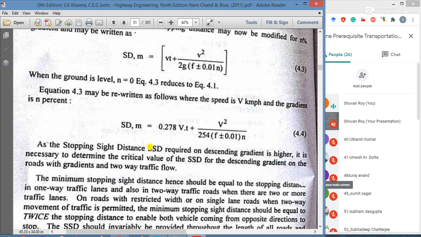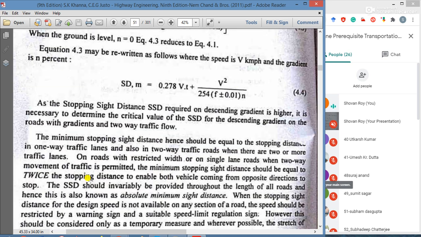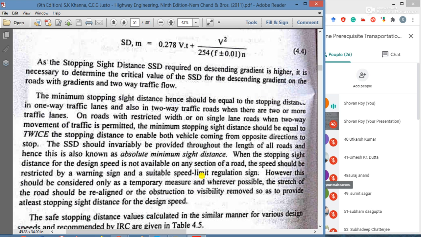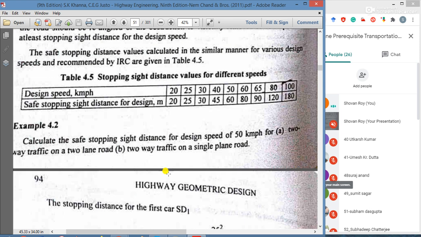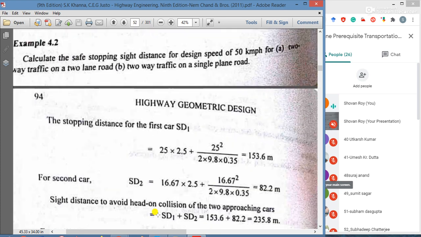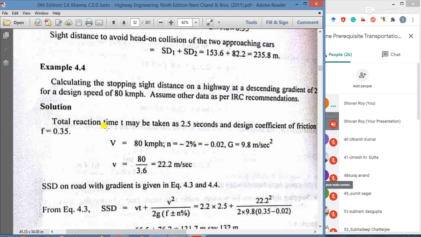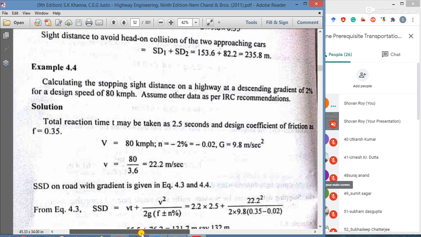As the stopping sight distance required on a descending gradient is higher, it is necessary to determine the critical value of SSD for descending gradient on roads with gradients and two-way traffic flow. The minimum stopping sight distance hence should be equal to the stopping sight distance for one-way traffic. I have already said all these theory things verbally. Now let's see the actual problem of slope.